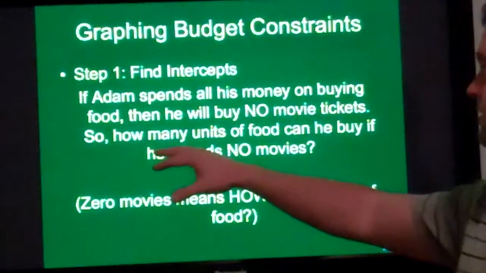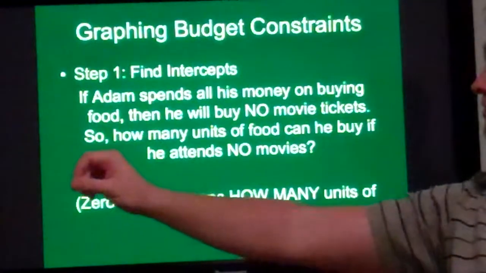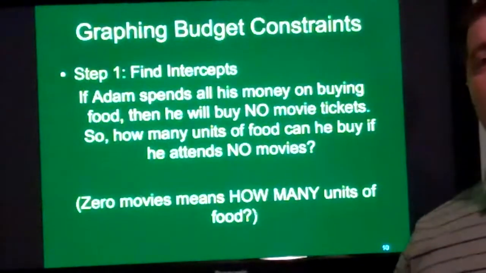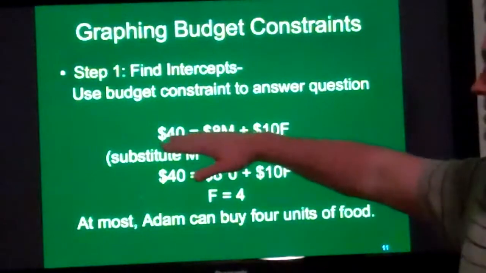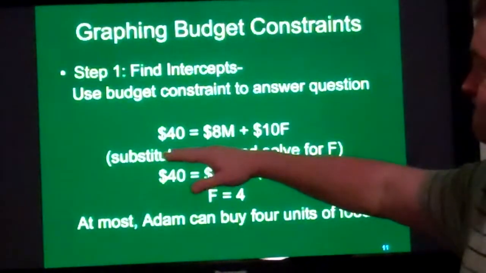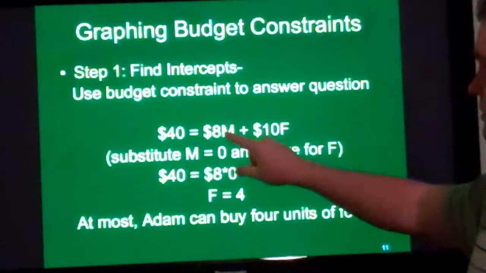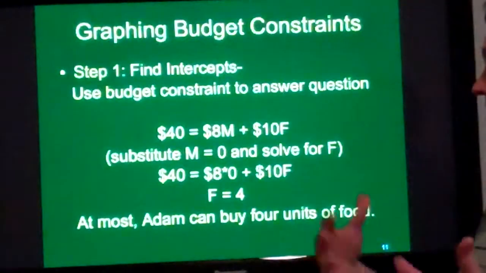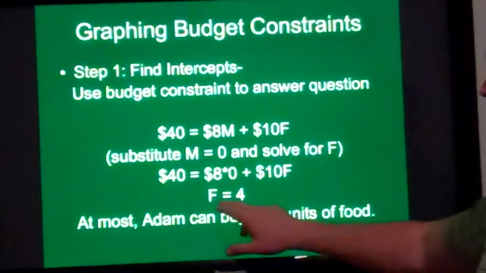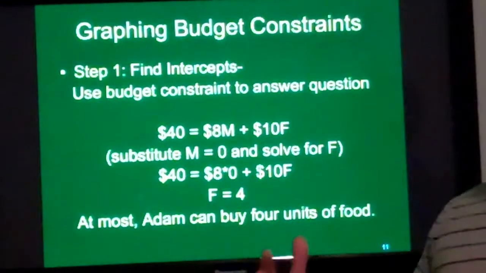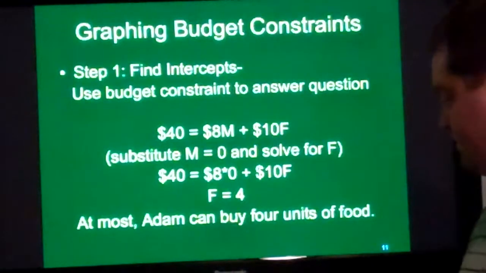So for the first intercept, we're going to answer the question: considering that Adam spends all of his money on buying food, which means he goes to no movies, what's the most amount of food that he can have? We're going to use the budget constraint that we constructed in the first video. We say, if m equals 0, what's f going to have to equal? Because Adam's going to spend all of his income on food purchases. If m equals 0, we can solve for f equals 4. So Adam can have at most 4 units of food given his income and the price of food.